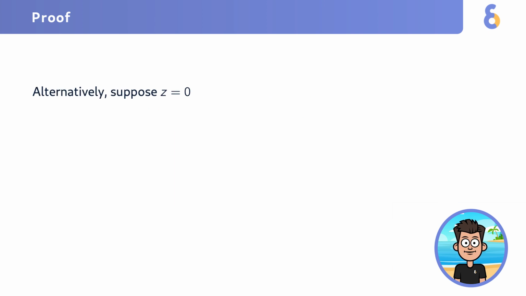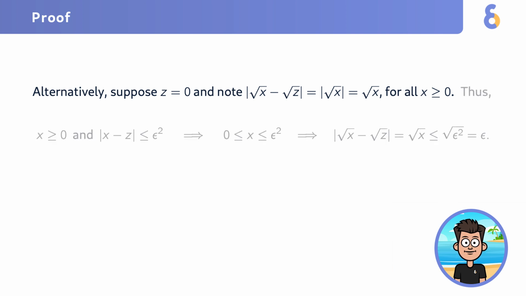Suppose z equals 0. In this case, things get simpler since the absolute value of the square root of x minus the square root of z equals the absolute value of the square root of x, which is also equal to the square root of x. Additionally, if x is greater than or equal to 0, and x is within epsilon squared of 0, then we have that 0 is less than or equal to x, which is less than or equal to epsilon squared, which implies then that the absolute value of square root of x minus square root of z is less than or equal to the square root of epsilon squared, which is just epsilon, as desired.